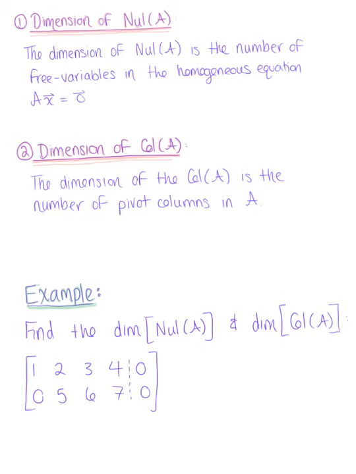So we now need to look at the dimension of the null space of a matrix and the column space of a matrix. The dimension of the null space of a matrix is simply the number of free variables in the homogeneous equation matrix A times vector x equals the 0 vector. So we'll make a love note here to ourselves that the dimension of the null space of said matrix A is equal to the number of free variables.